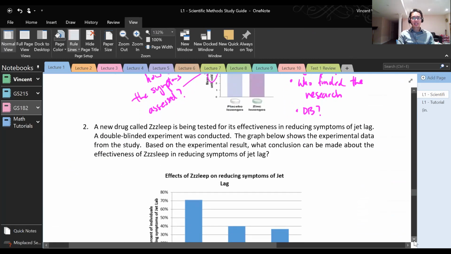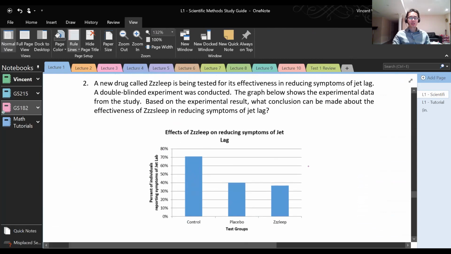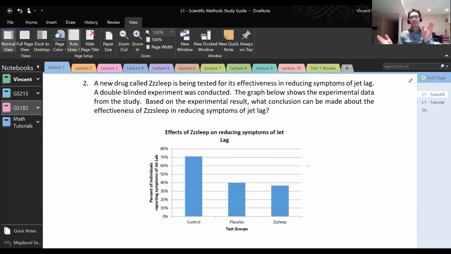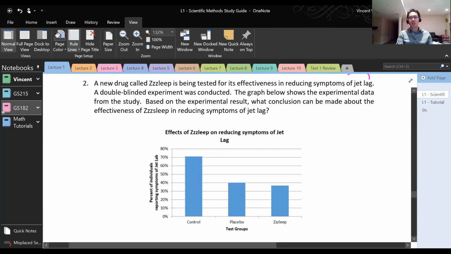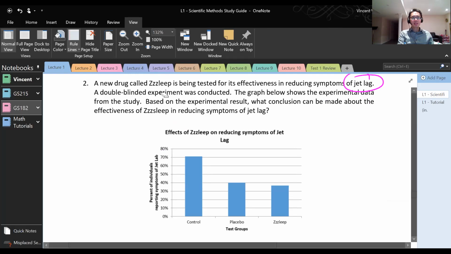Okay, moving on. This is a very important one. I already explained this in the lecture recordings, but let's go through it one more time. There's a new drug called Sleep, and it's supposed to help you reduce the symptoms of jet lag. Jet lag is what you feel when you move to a different time zone. If you travel to another place with another time zone, you might not be able to sleep at night because your internal clock is not synchronized. So I'm going to give you this sleeping pill, and I want to see if it's going to reduce the symptoms of jet lag.